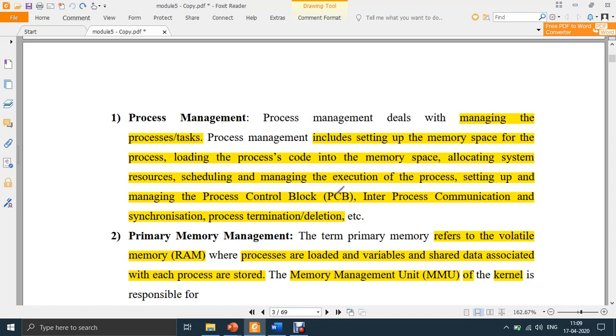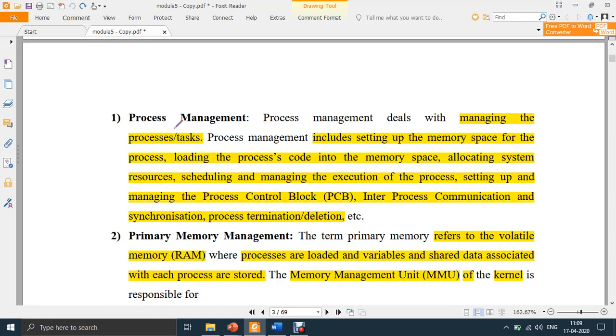Along with the process ID, it will have information about the resources the process is utilizing. Like memory, which memory it is utilizing, how much memory it is utilizing, which peripheral it is currently utilizing, like that.